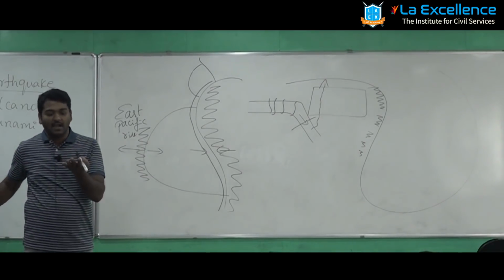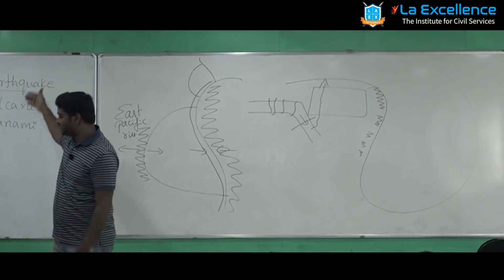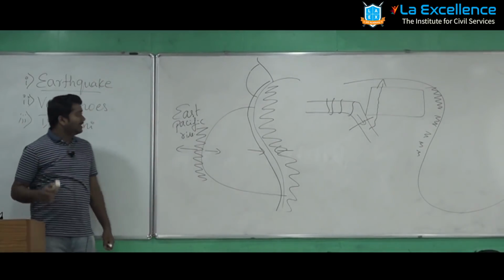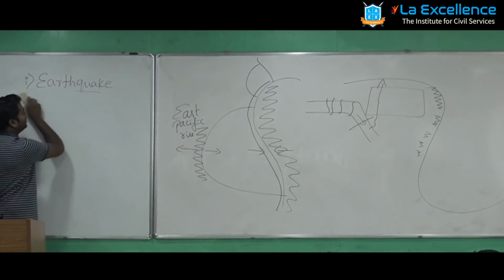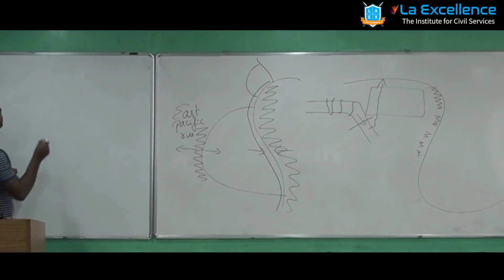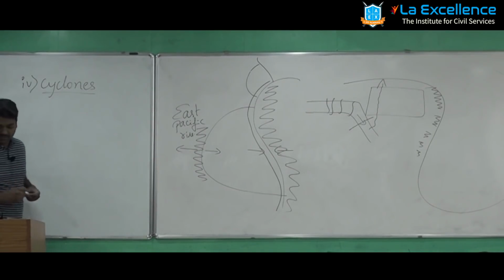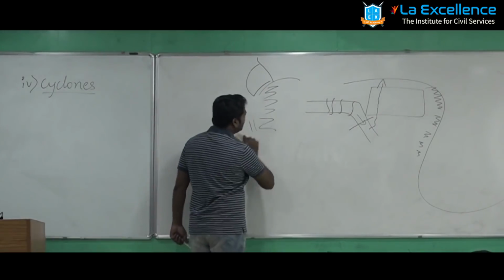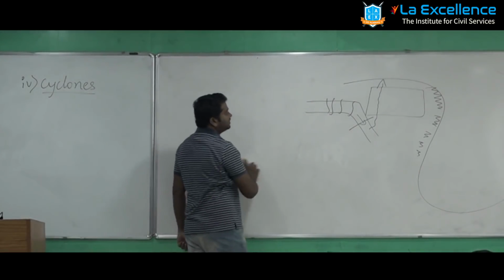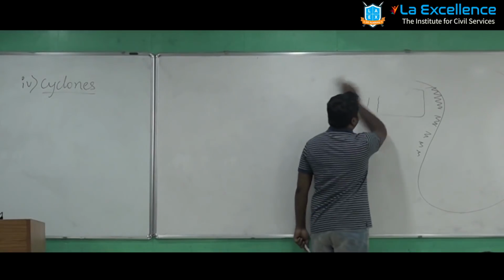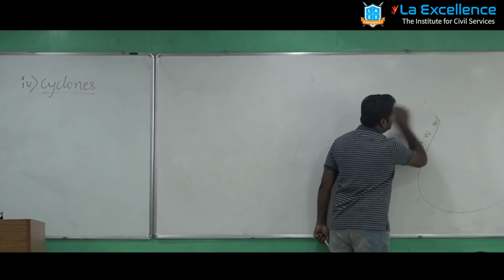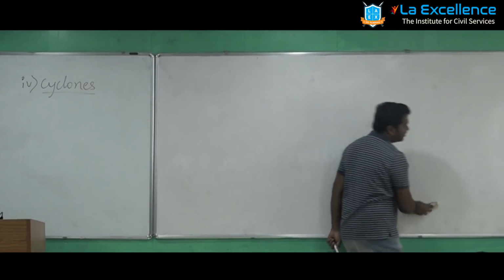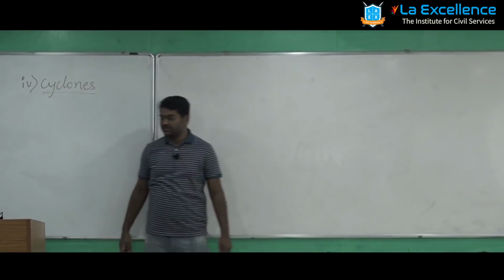Is this fine? Now, after seeing these three, I hope geographically you are now aware where what is present. Let us take the next important issue, that is cyclones. Can you tell the distribution of cyclones in the world? If UPSC asks a direct question, like, give a detailed account of the distribution of cyclones in the world, how do you start your answer? What will be your points?